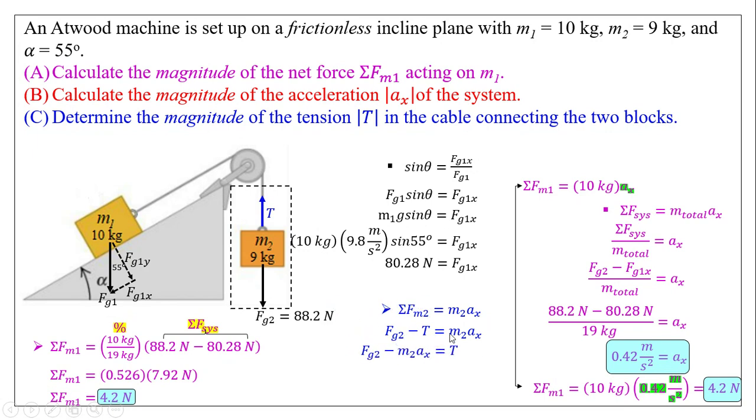To solve for T, I move this negative T to the right side of the equal sign, which makes it positive, and then move the m2a to the left side, which changes sign. This is positive, so moving it would cause it to be negative. So we know Fg2 already, which is 88.2, and then mass is 9, because I'm looking at m2. Acceleration we found already, which is 0.42 right here. And then if we plug that into our calculator, we should get a value of 84.42. Okay, so the tension in this case would be the same magnitude whether you're looking at M1 or M2. So the magnitude here is going to be 84.42 newtons.